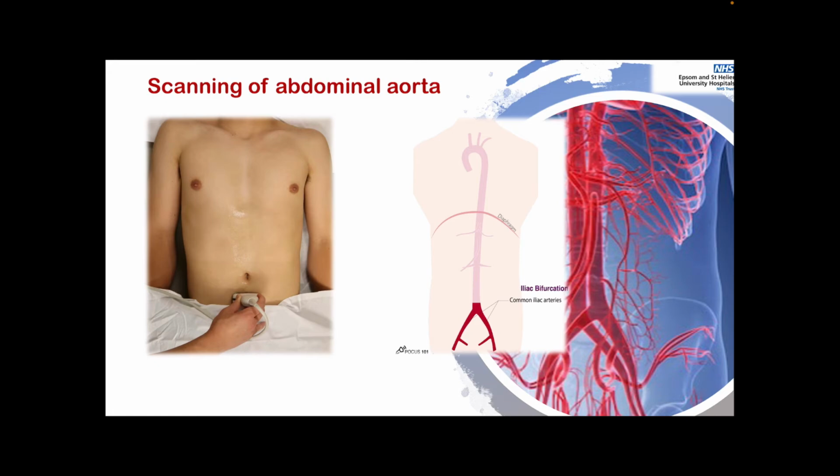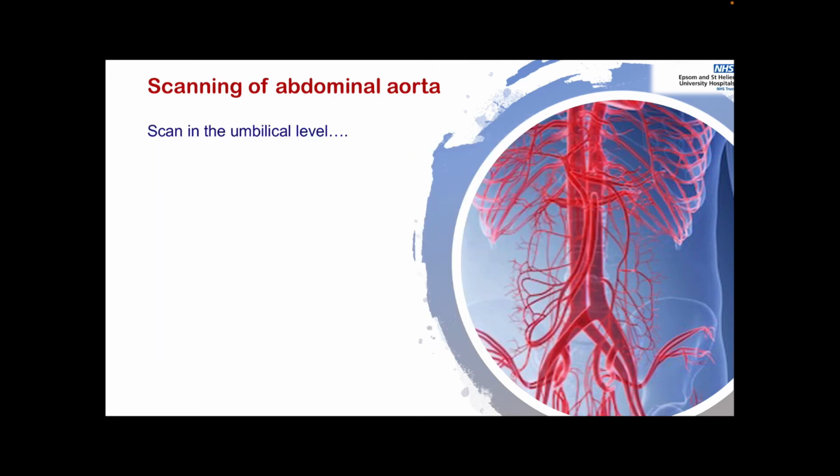One of the patients presented with left lower abdominal pain, and we just did the ultrasound. We went down to see the bifurcation. Then after the bifurcation, we found that there was an aneurysm on the left common iliac artery. So how to scan it?